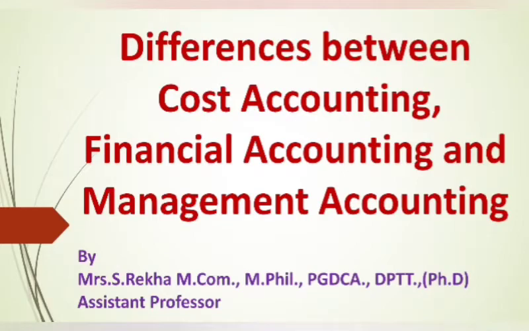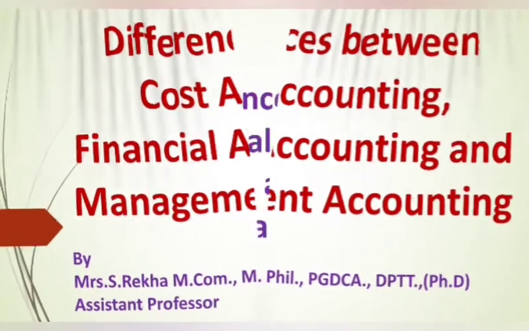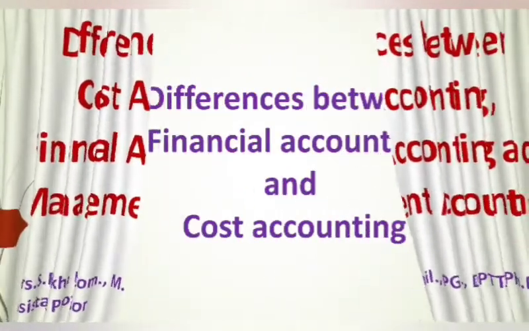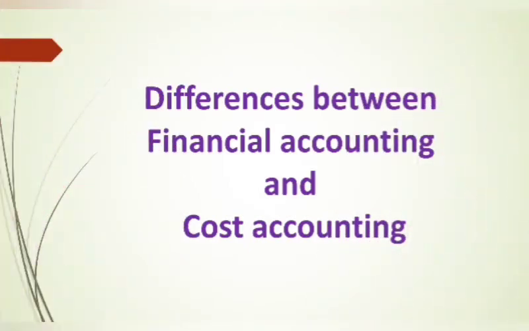Before discussing the differences between financial accounting and cost accounting, let me say what financial accounting is. Financial accounting is concerned with the provision of information to external parties outside the organization, and with the preparation of financial statements. Its main aim is to ascertain profit or loss and to show the financial position of the business.